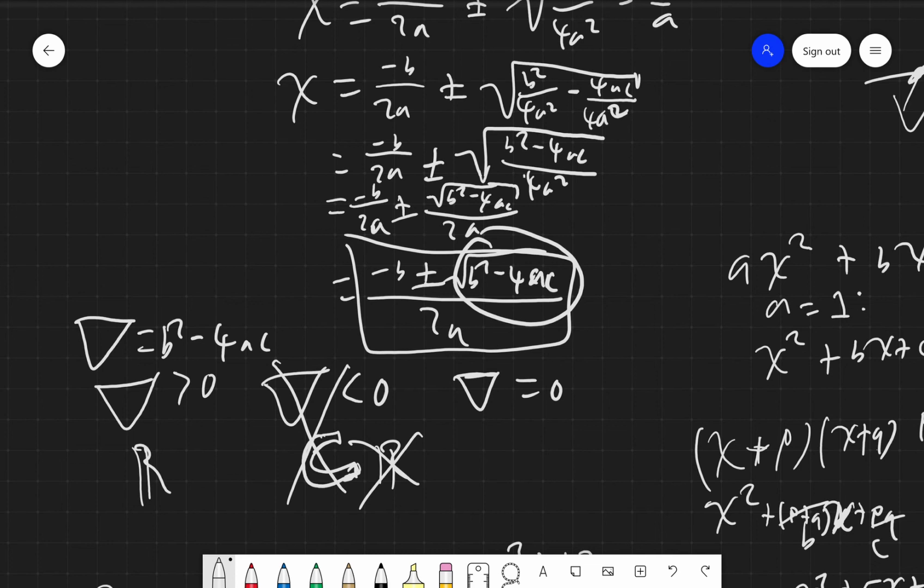And if it's equal to 0, then we have negative b plus or minus 0 over 2a, so we have negative b over 2a. In other words, we have a perfect square, otherwise known as a double root, or a root with multiplicity 2. You're going to need that later on in Algebra 2.